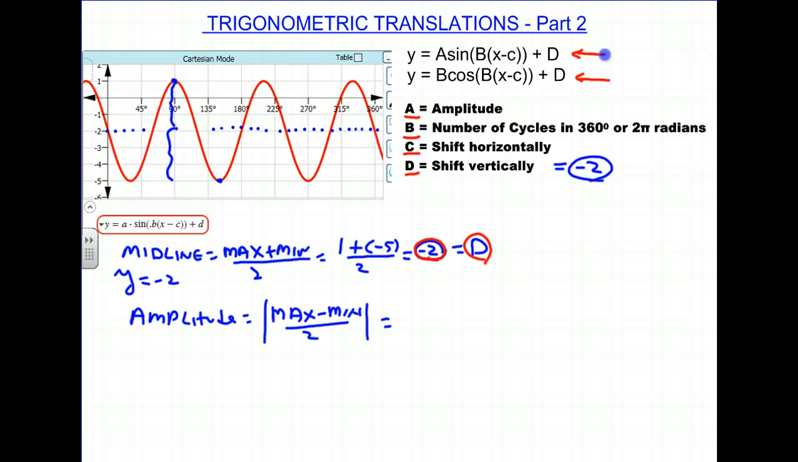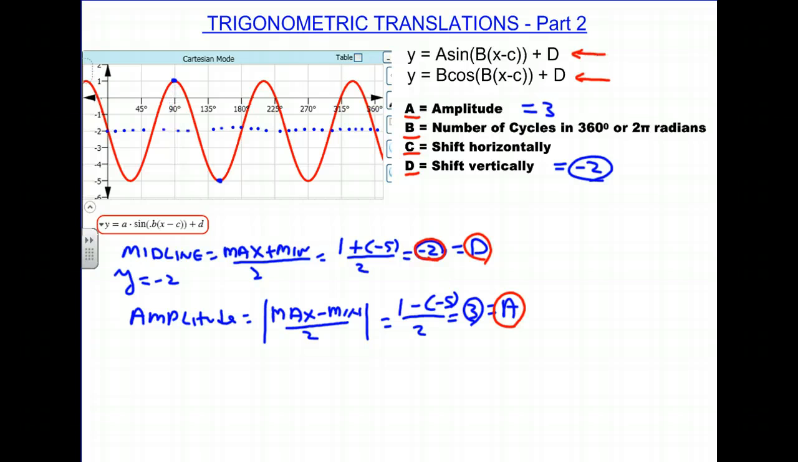So the maximum point is 1. The minimum point is -5. 1 minus a -5 is 6. 6 divided by 2 is 3. And sure enough, our amplitude is 3, which gives us our value for A. So A is 3, and let's put that up above. A is 3. Okay?